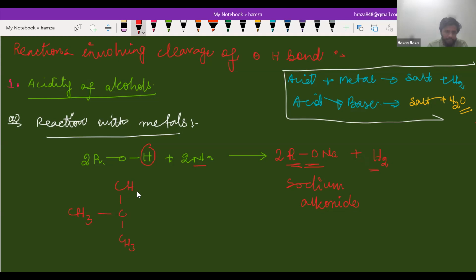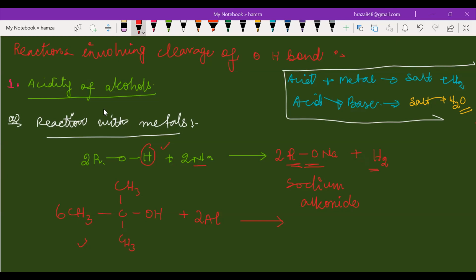There is CH3, there is CH3, there is OH, and this is also an alcohol. You can see the difference is this is basically primary, and the alcohol that I just wrote is tertiary, reacting with 2-aluminium and taking 6 moles of this. Please let me know the product. It's very easy.